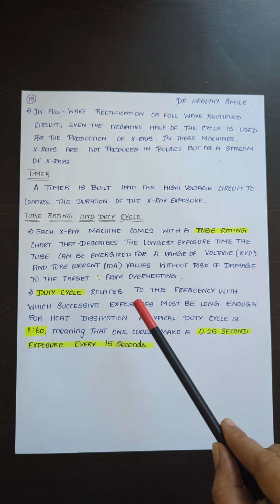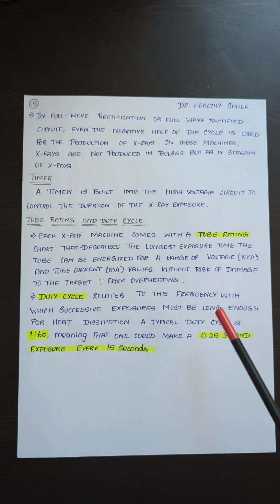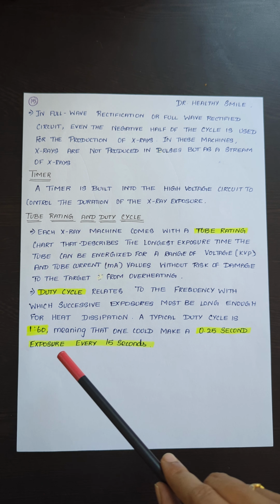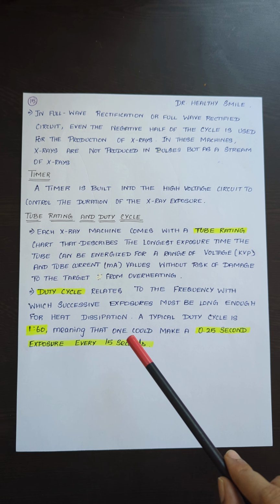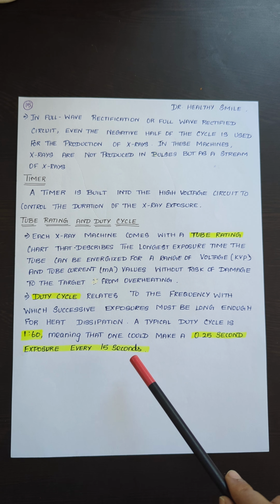Duty cycle relates to the frequency with which successive exposures can be made, which must allow enough time for heat dissipation. A typical duty cycle is 1:60, meaning that one could make a 0.25 second exposure every 60 seconds.